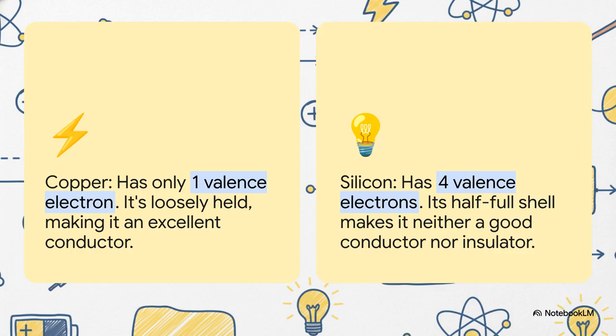It's barely hanging on. That makes it incredibly easy for that electron to break free, which is why copper is such an amazing conductor. Now look at silicon. It's got 4 valence electrons. Its shell is exactly half full. It's not really motivated one way or the other. It doesn't want to give them up, but it doesn't desperately need more either. And that's what defines a semiconductor.